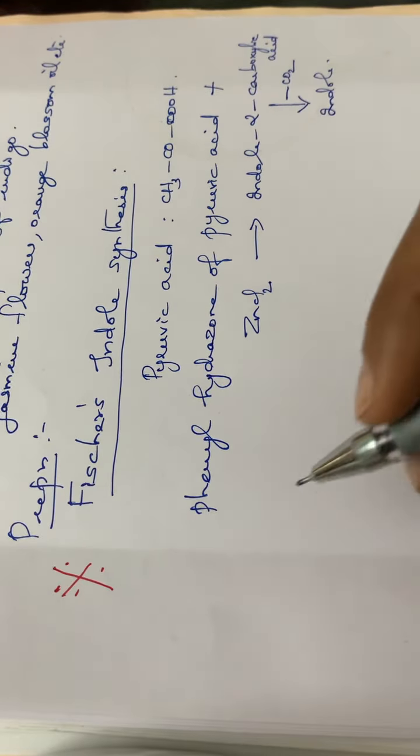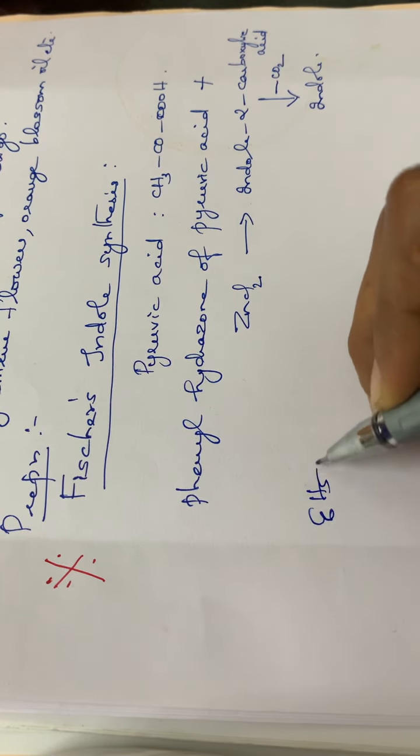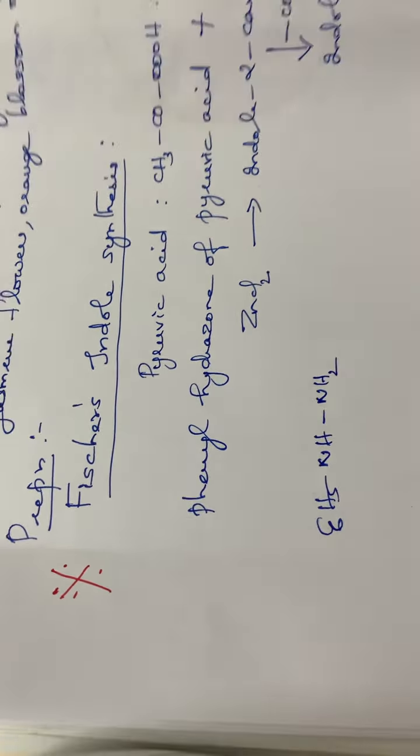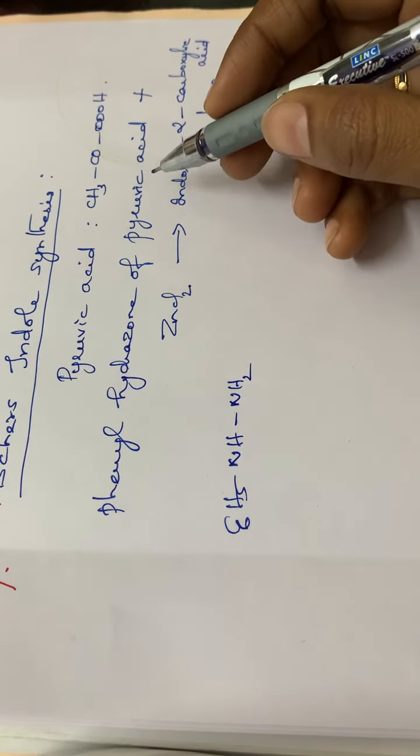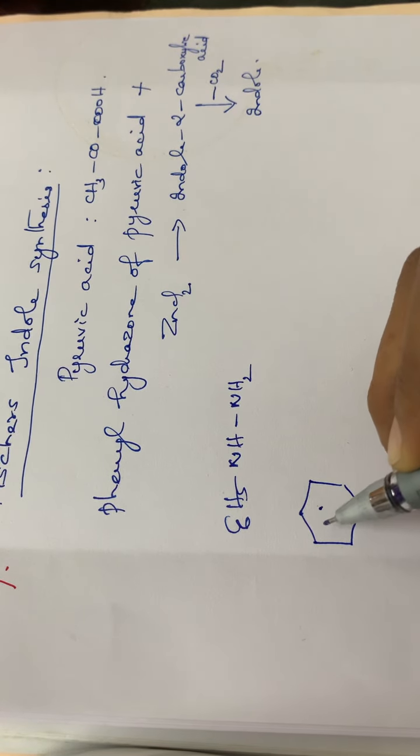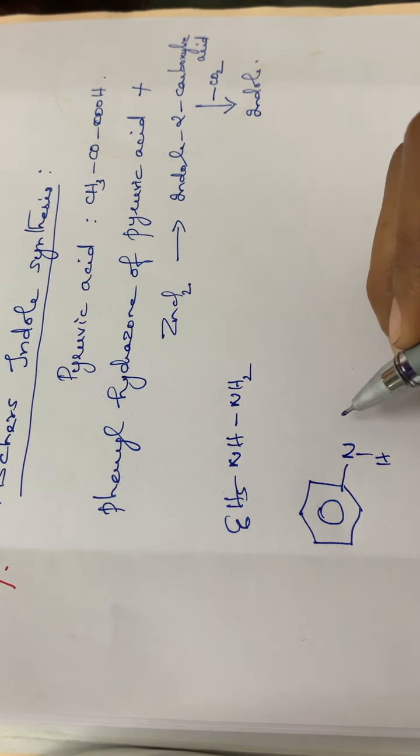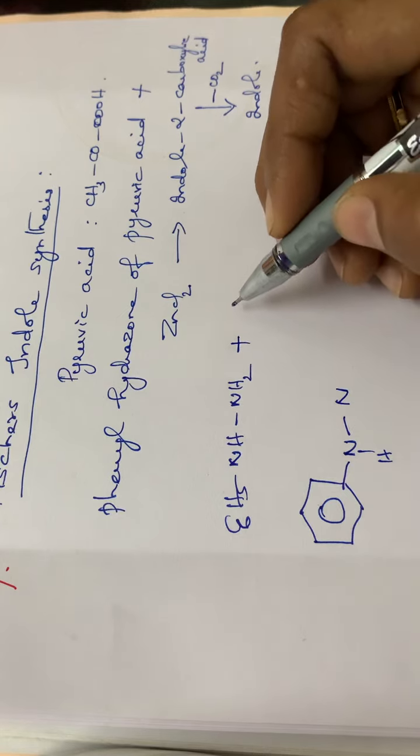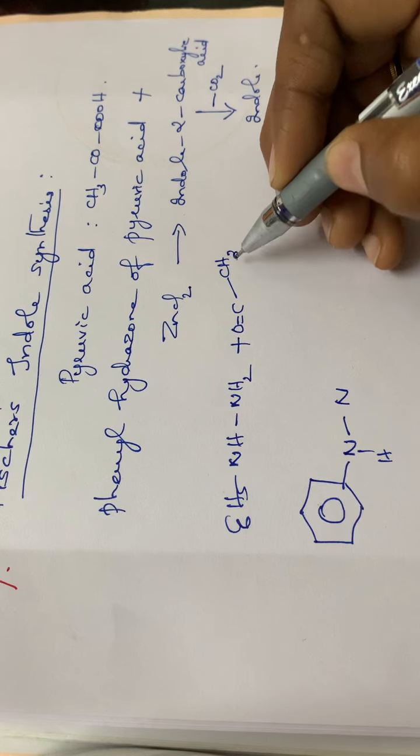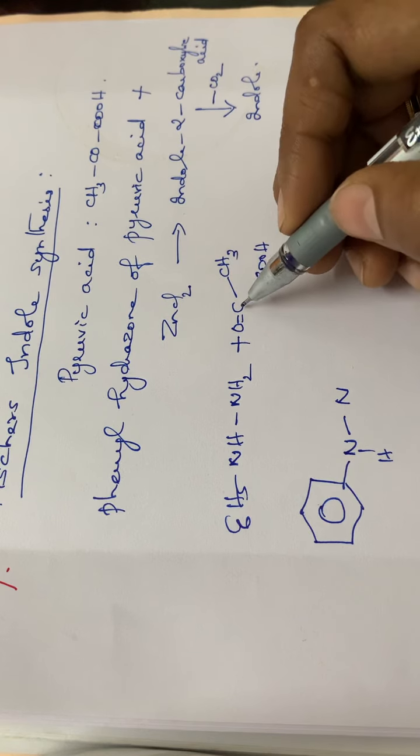Phenylhydrazine, the formula is C6H5NHNH2. Then the phenyl hydrazone is the derivative of pyruvic acid, so the structure will be like this. This is the C6H5 part, NHNH2. Here this NH2 and pyruvic acid will be condensing together. This is pyruvic acid, CH3COCOOH.